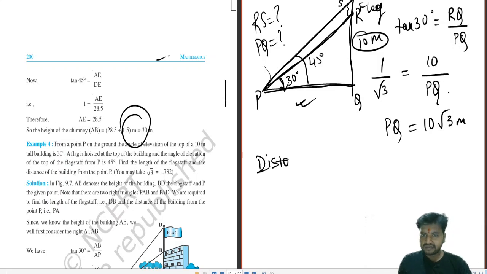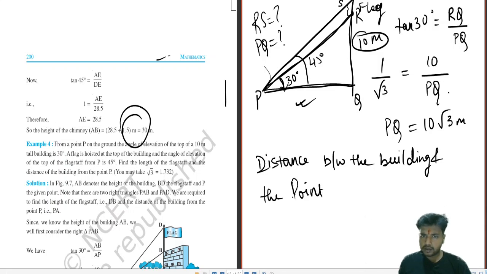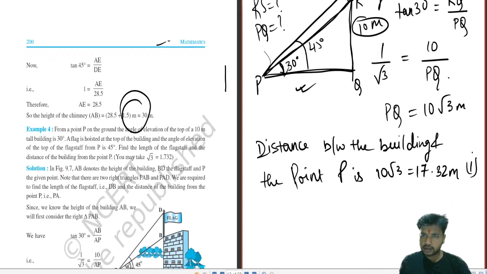Distance between the building and the point P is 10 root 3, which equals 17.32. I have solved it directly. The first answer has been completed. Okay, now moving towards the second answer.